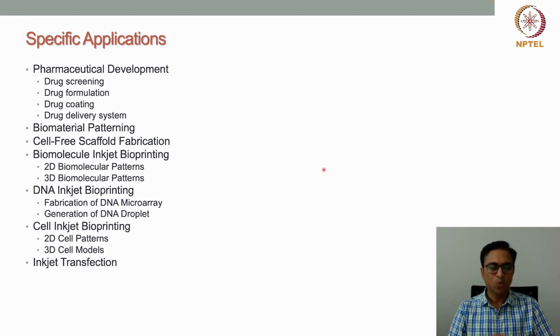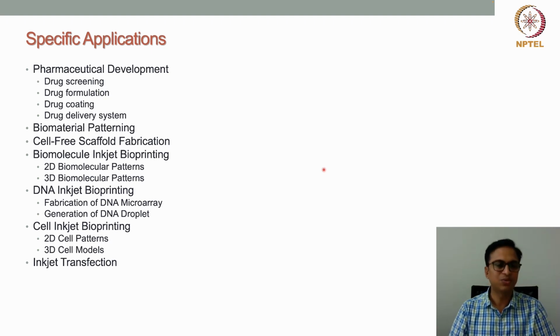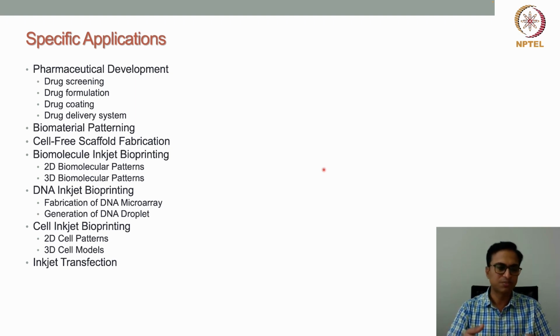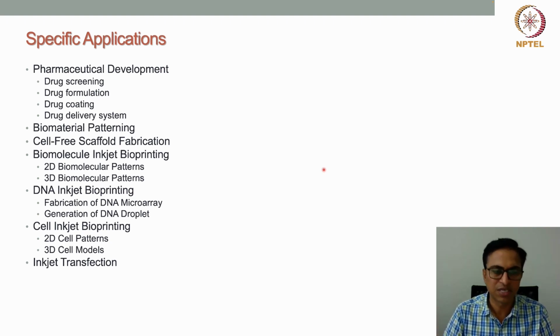Similarly, for biomolecule inkjet bioprinting, we can create 2D biomolecular patterns or 3D biomolecular patterns, where our interest is, suppose, proteins or any other biomolecule, and then we create either 2D patterns or 3D patterns. Then we can do various studies. We can do some fundamental studies, for example how the cells respond to these biomolecular patterns, or any other type of studies can be easily done.